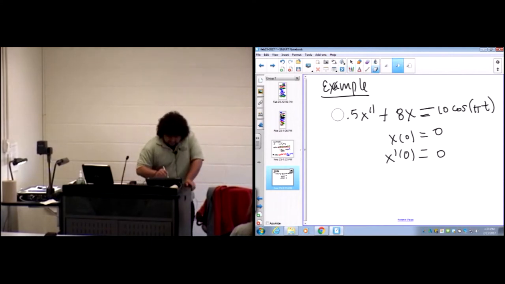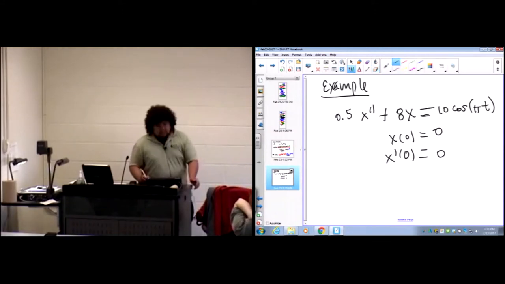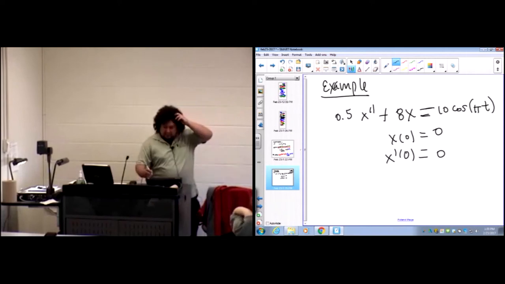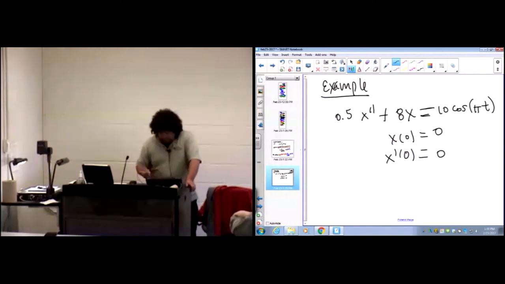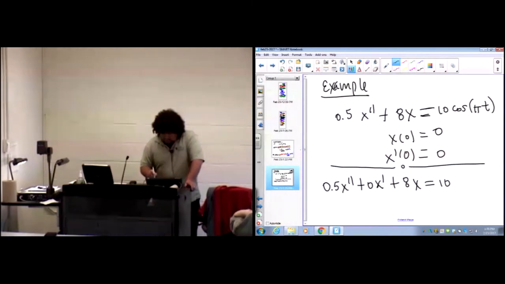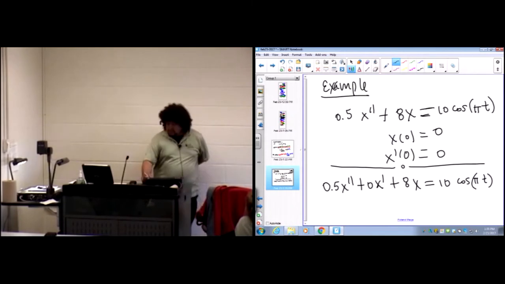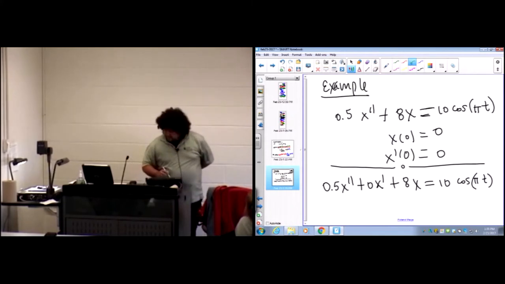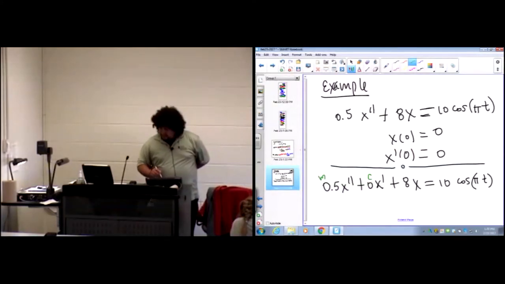Second order, right? So here we have the values. We could write this as 0.5 x double prime plus 0 x prime plus 8x equals 10 cosine of pi t. And if we did that, then we're saying here that the value of m is 0.5, the value of c is 0, and the value of k is 8. Also here, the natural frequency, we're saying that omega 0 would be equal to pi.